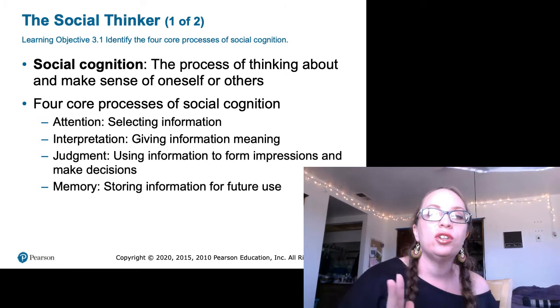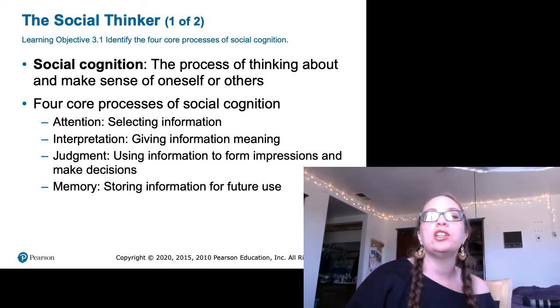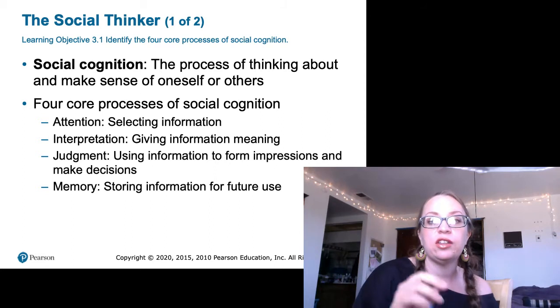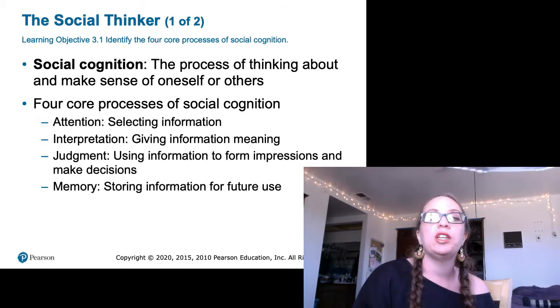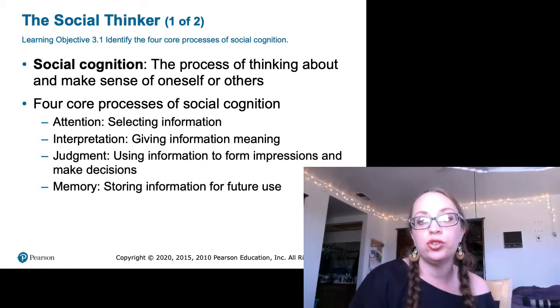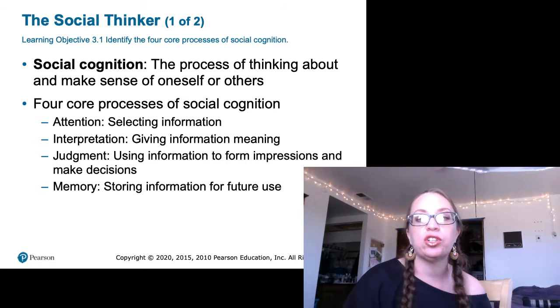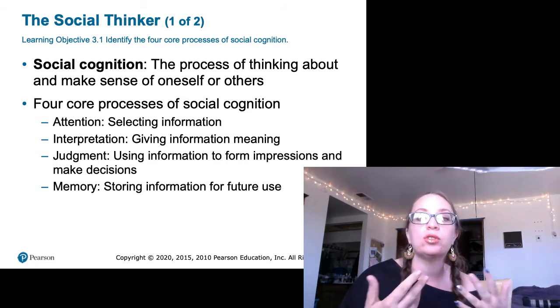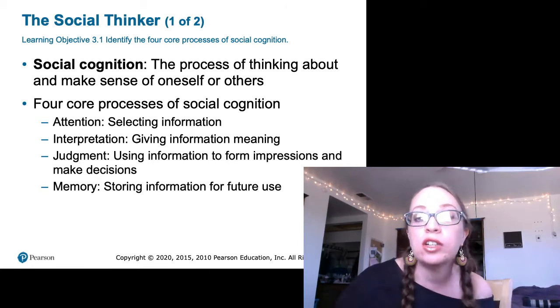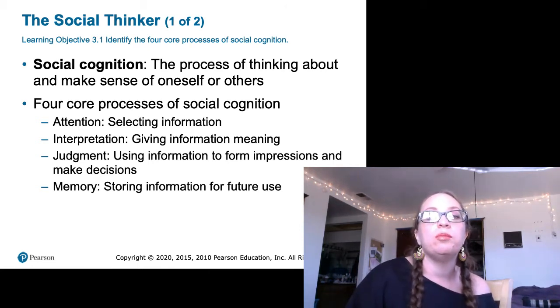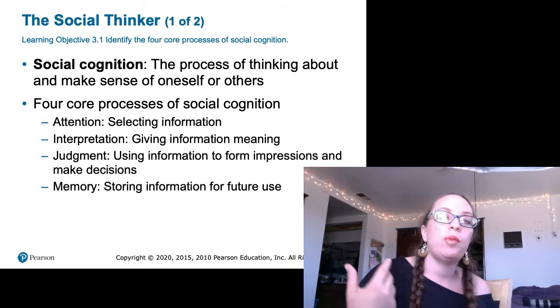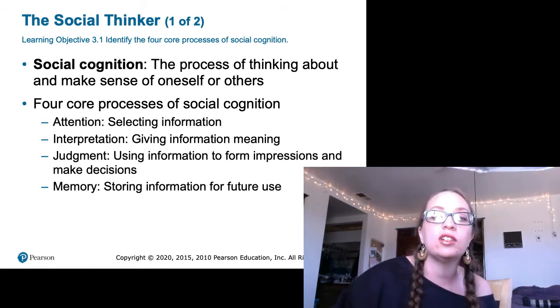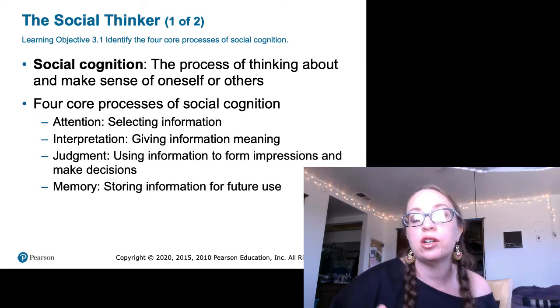So then the third core process of social cognition is judgment. So how do we use that information in order to form impressions and to make decisions? So now that you've paid attention to it, now that you've hopefully given it the proper meaning, or you've interpreted it wrong and you've given it a wrong meaning, now what judgment call do you make on that? So we pay attention to social information, and we interpret that information, because social situations often require us to make these judgments, or to make important decisions. So we may need to discover how best to tell your teacher that you didn't complete an assignment, or how to deal with a new customer at work, or something like that.